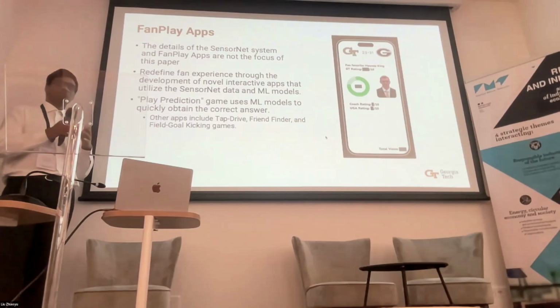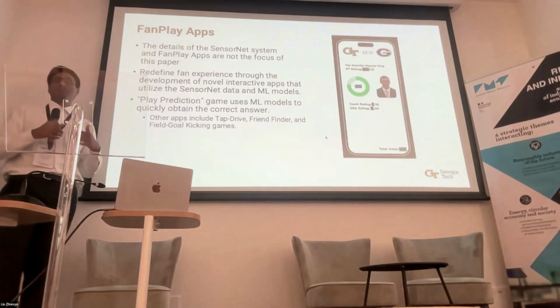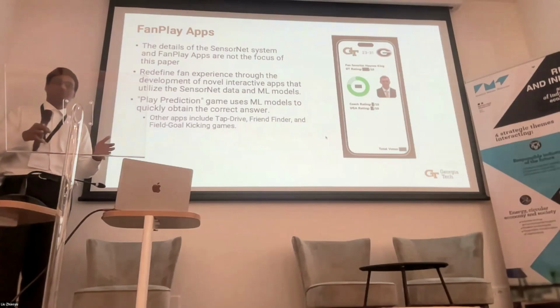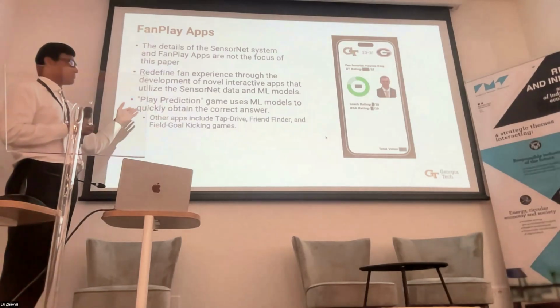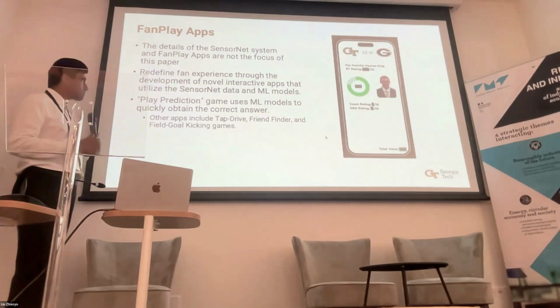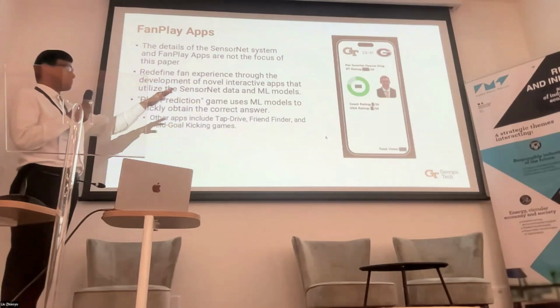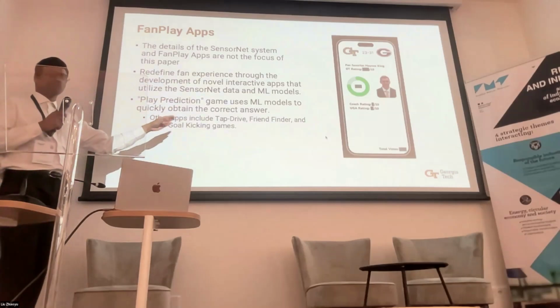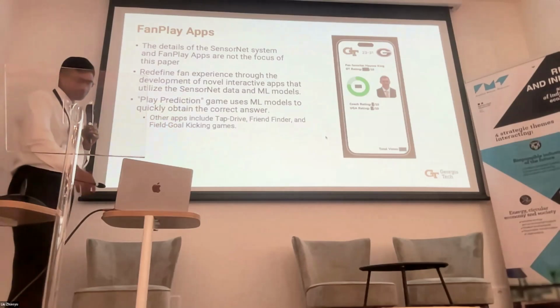Let's say there's some break going on. The people running the show would ideally want the users and the audience to be engaged even during that period of break. So this is one example of how that can be achieved and how the results from our research can be used. And also other apps are being developed alongside this, which try to achieve a similar purpose, such as Tab Drive, Friend Finder, and field goal kicking games.